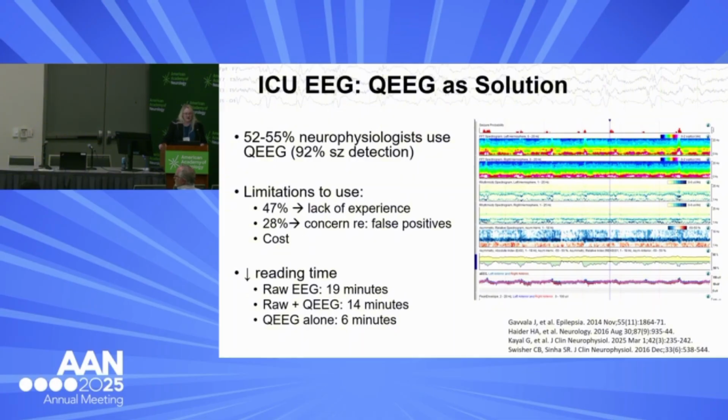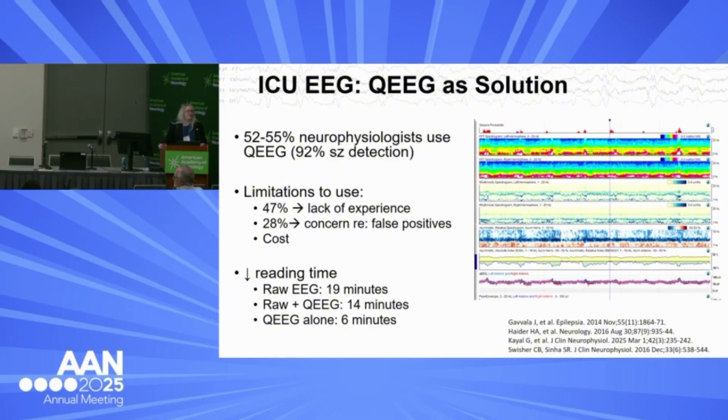these studies? One possibility is, could we use quantitative EEG to make our reading a bit faster? A little bit more than half of us do use quantitative EEG, and when it is used, it's overwhelmingly used for seizure detection. The challenge is about 47% of clinical neurophysiologists feel that they lack the expertise to use it well. 28% do use it, but they're concerned about false positives. And the other elephant in the room is that it's expensive, and many facilities will not pay for quantitative EEG. Having said that, it can be used to reduce reading time.